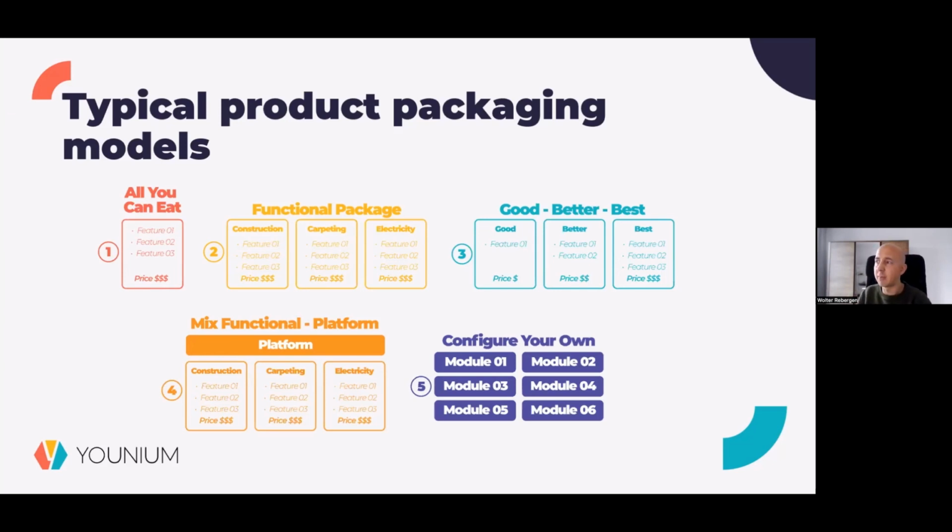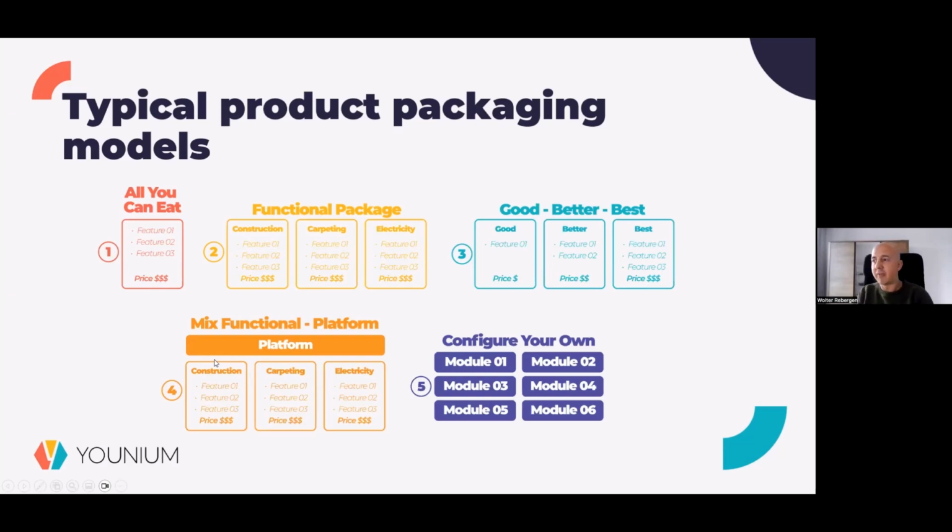Then number 3 is, I think, the most common one in B2B SaaS, where you have the good, better, best, or like starter, professional, and enterprise edition, right? That you have probably seen before. And then one has one key feature and a few add-ons, and the second has 3 key features, and the third has 5 key features or something like that. That's the most common one.